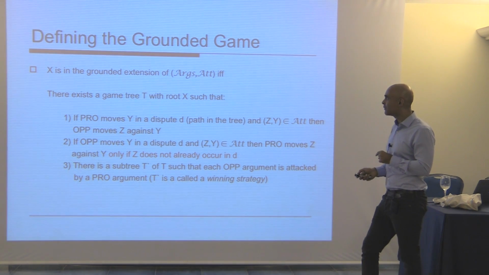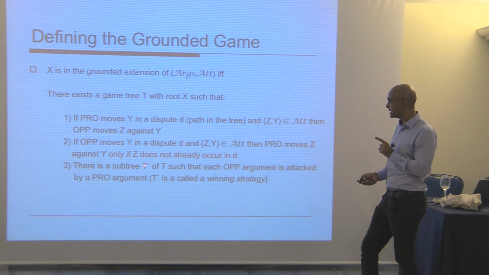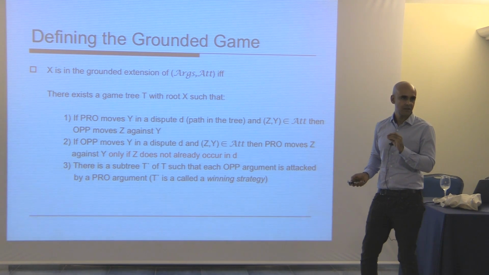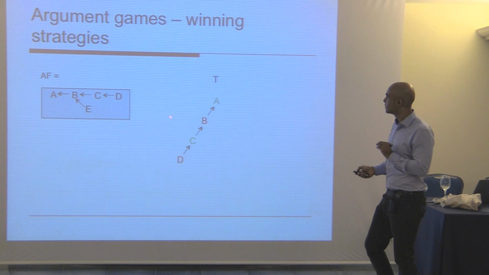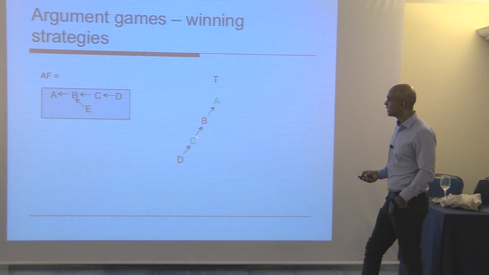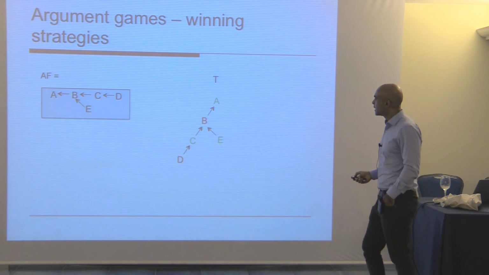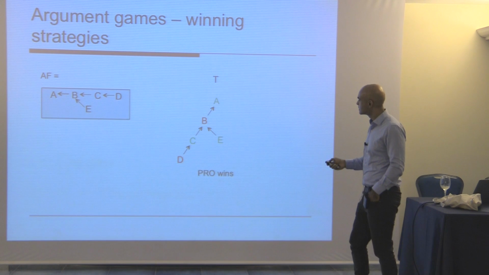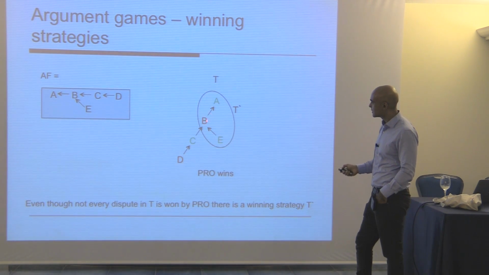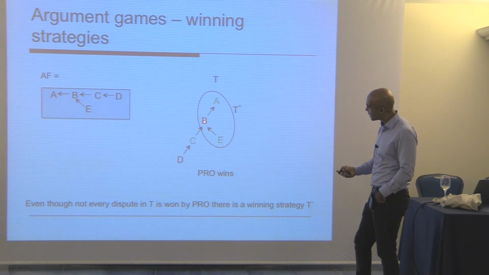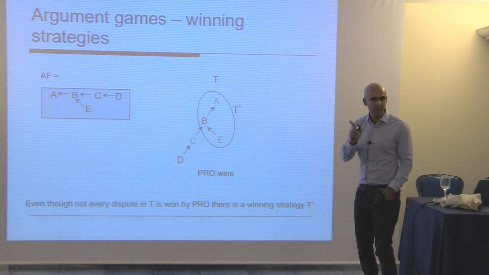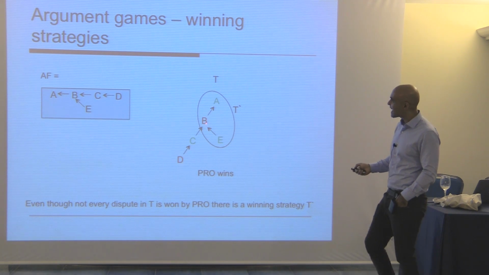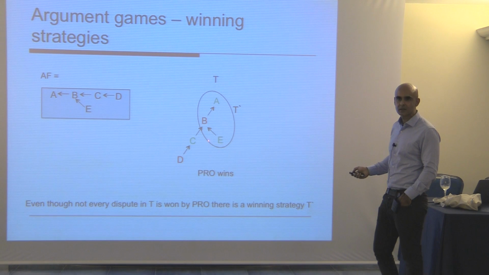That's the rule. And finally, there is a subtree T prime of this whole tree, such that each op argument is attacked by a pro argument. This subtree is called a winning strategy. Look at this example. Pro moves A, op moves B. Pro moves C, op moves D. Pro backtracks and moves E. Now we can identify a subtree such that every op argument is successfully counterattacked. Pro wins. That's the winning strategy, even though not every dispute is won by pro. If we go here, it ends in E. But we can identify a subtree such that every argument moved by op is successfully counterattacked. This is the winning strategy.